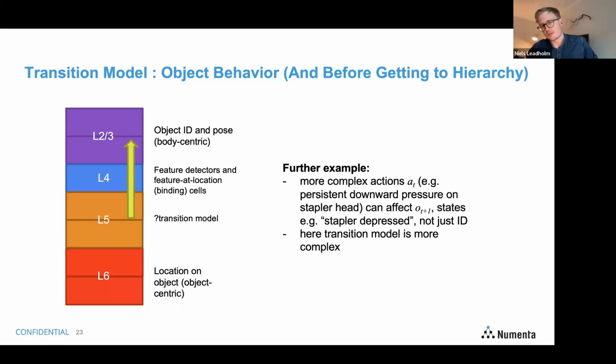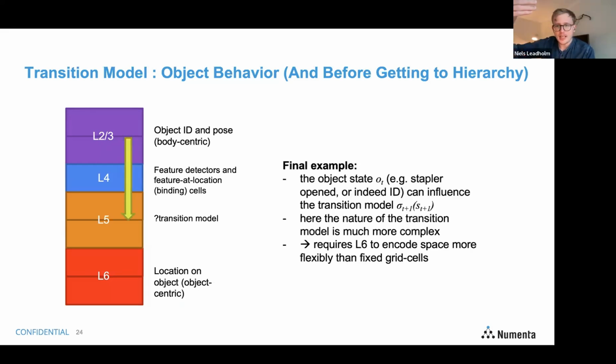And yeah, later I'll hopefully talk about how we might capture a transition model that could do something like that. And then lastly, the object state. For example, if the stapler is opened, or of course, if the ID changes, that can influence the transition model. So we'd expect the transition model to be different for different objects, at least in many respects. But also the state of the object might influence that.